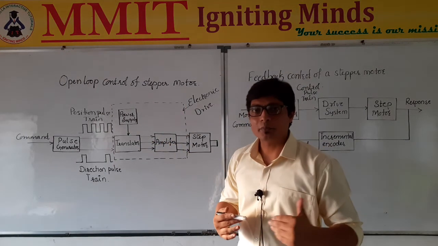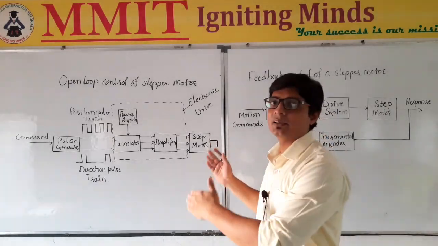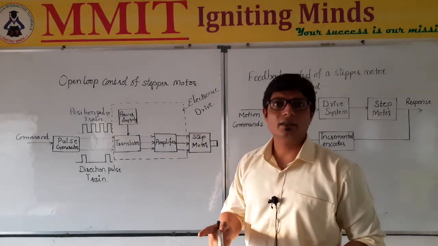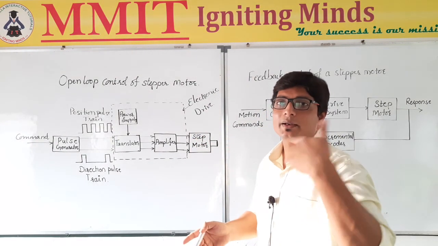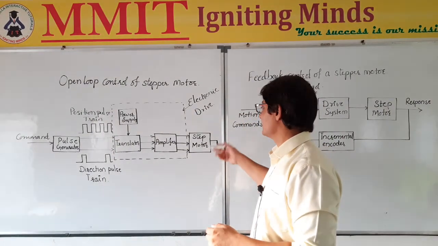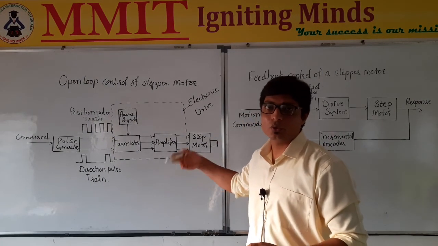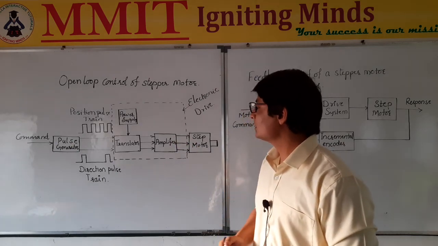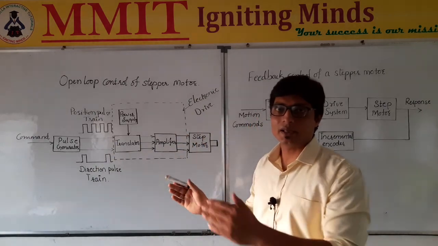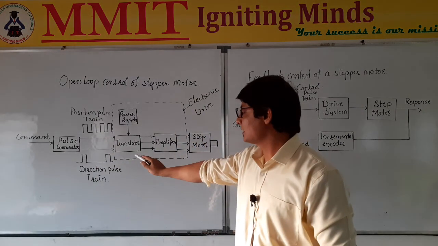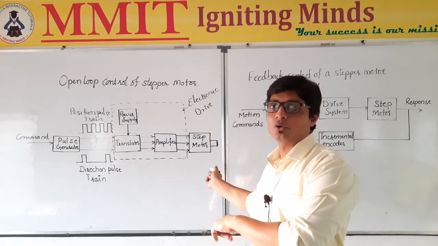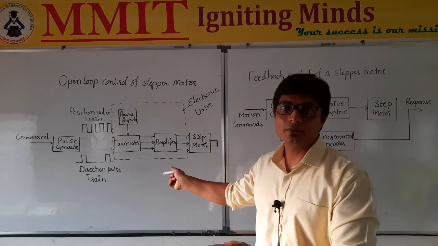But the major disadvantage of this type of scheme is that if any pulse is missed, it cannot be detected and there is no way to correct the switching sequence. Because of this, the rotor might behave erratically, so we need to overcome that disadvantage. Also, a directional pulse train is given for selecting the direction. When that direction pulse train is given to the translator, the step motor reverses its direction of rotation.